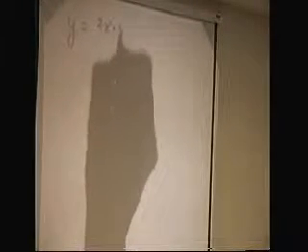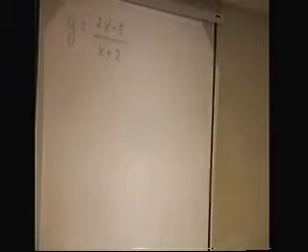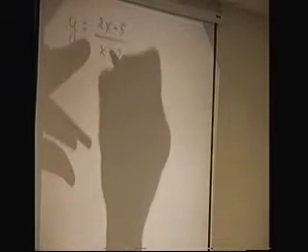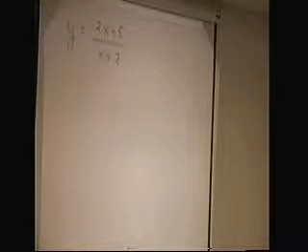Y equals, you may want to use another paper, depends on how much room you got. We're going to do 2x minus 5 over x plus 2. This is called a rational equation or a rational function because it has a ratio. That's where the word rational comes from.